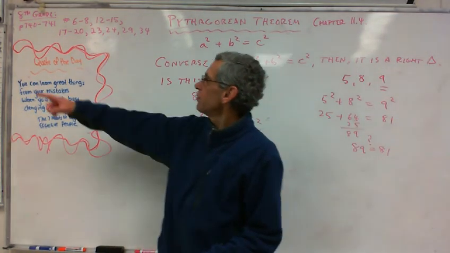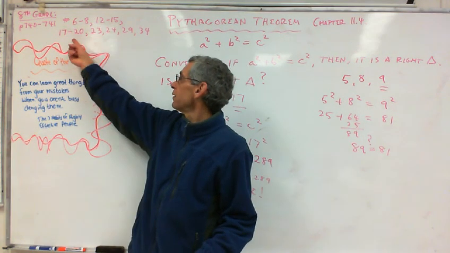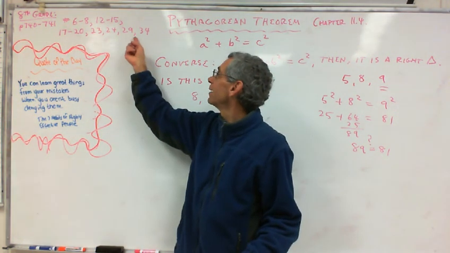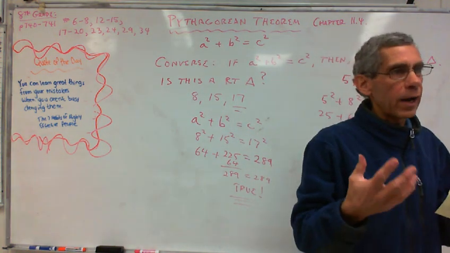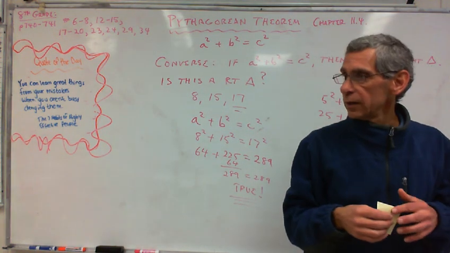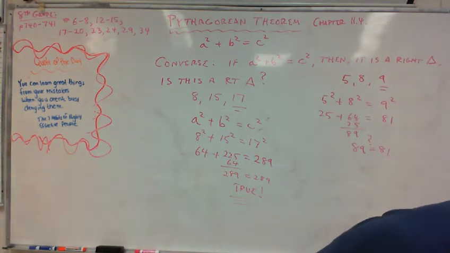So it's pages 740 to 741, 6 through 8, 12 through 15, 17 through 20, 23, 24, 29, and 34. Some of those are word problems, just for you to practice those things. Do you want to split now? Yeah. All right, so let's have the conceptual group head with Nate.